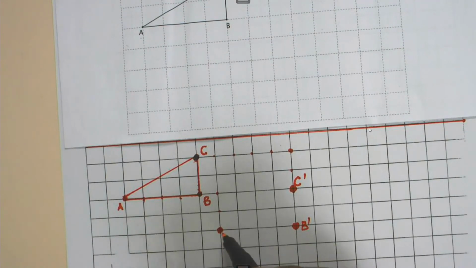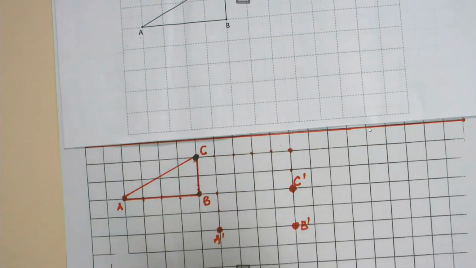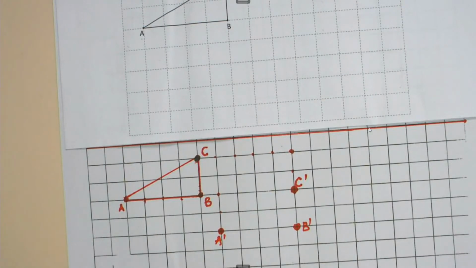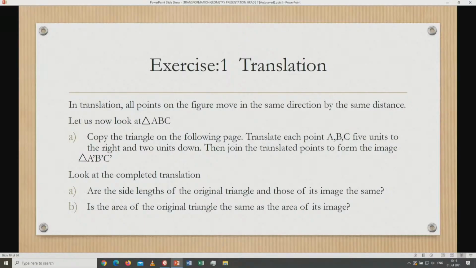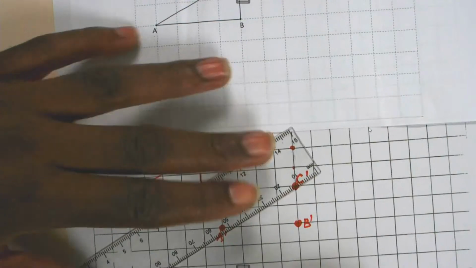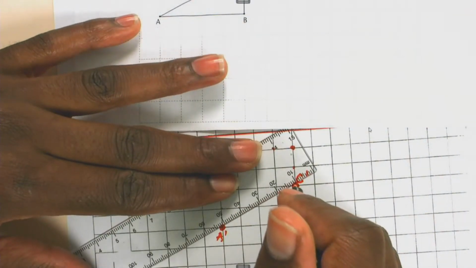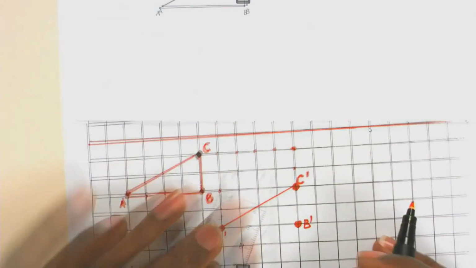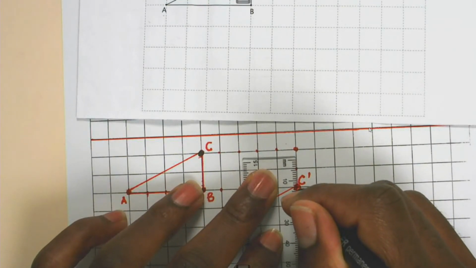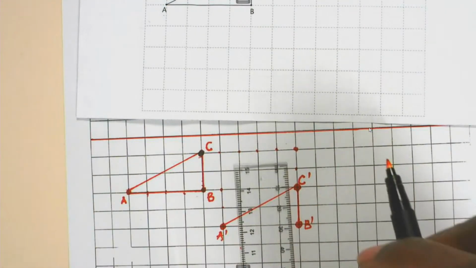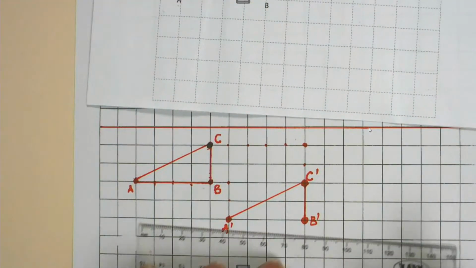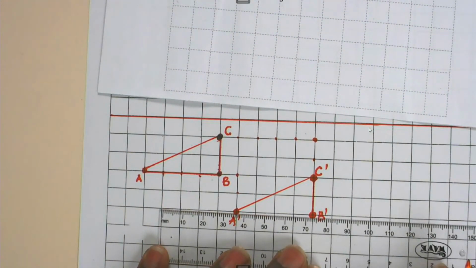There we have A prime. After that, the instruction says to join the translated points to form the image triangle ABC. Now let us join these points. I'll join point C with point A, point C with point B, and then I will join point A with point B.